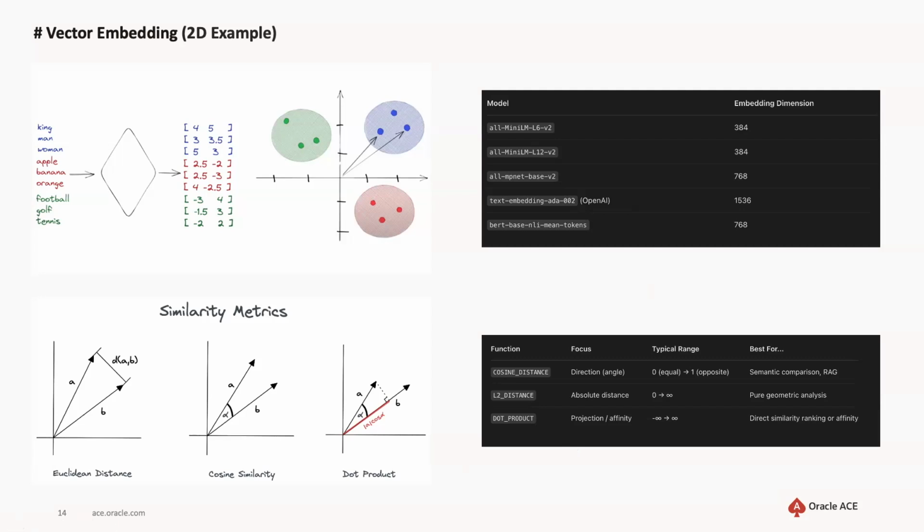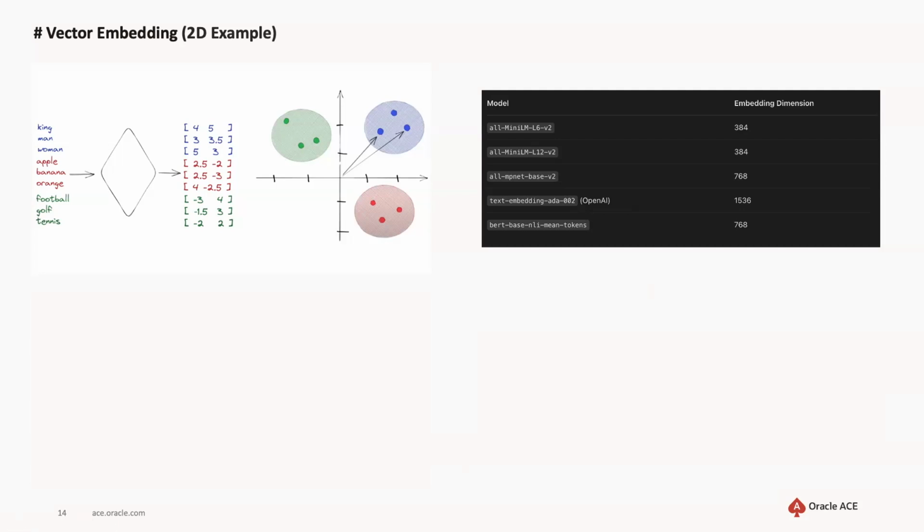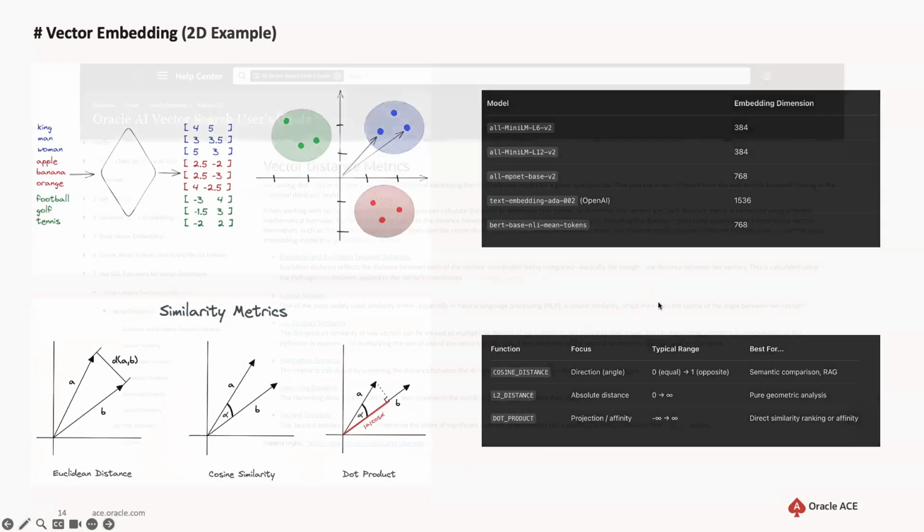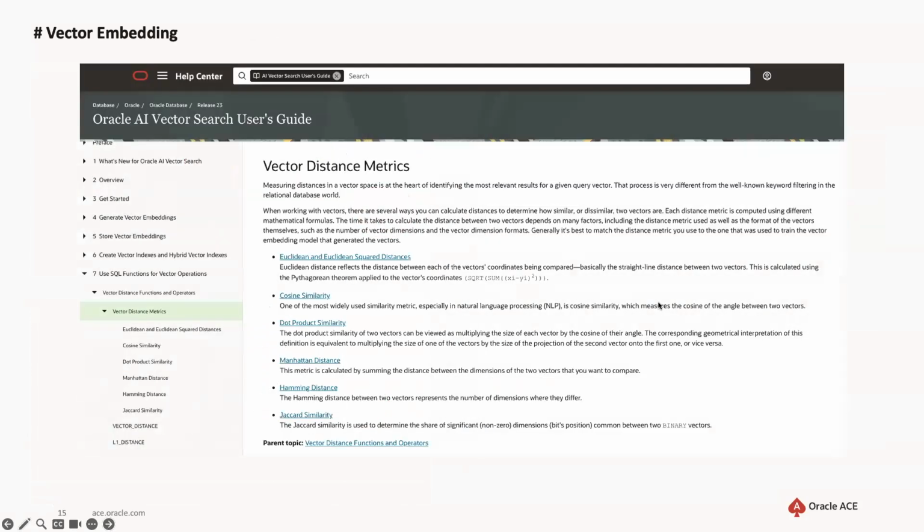Okay, so we have some functions to do this. I will not go deeper on it. I just want to show that the most used are Euclidean distance, cosine similarity, and dot product. With these methods, we can define if the data are related or not. Okay. In Oracle, we have more details about that. We have this AI Vector Search User Guide with many details and many demonstrations on how to use this.